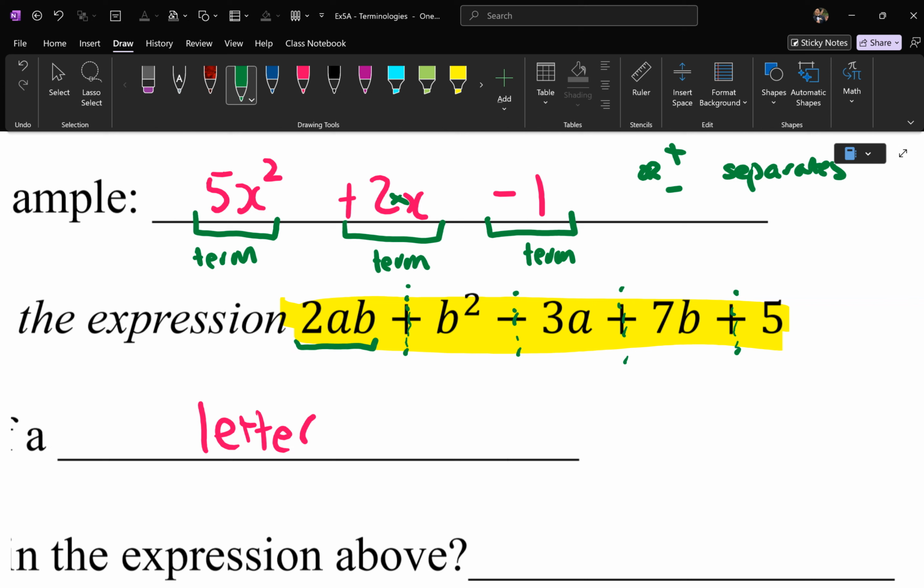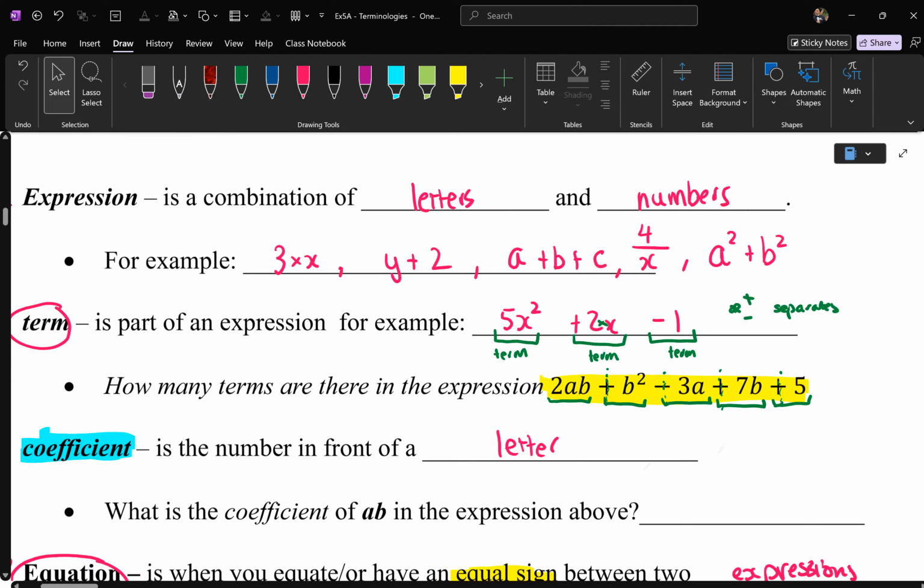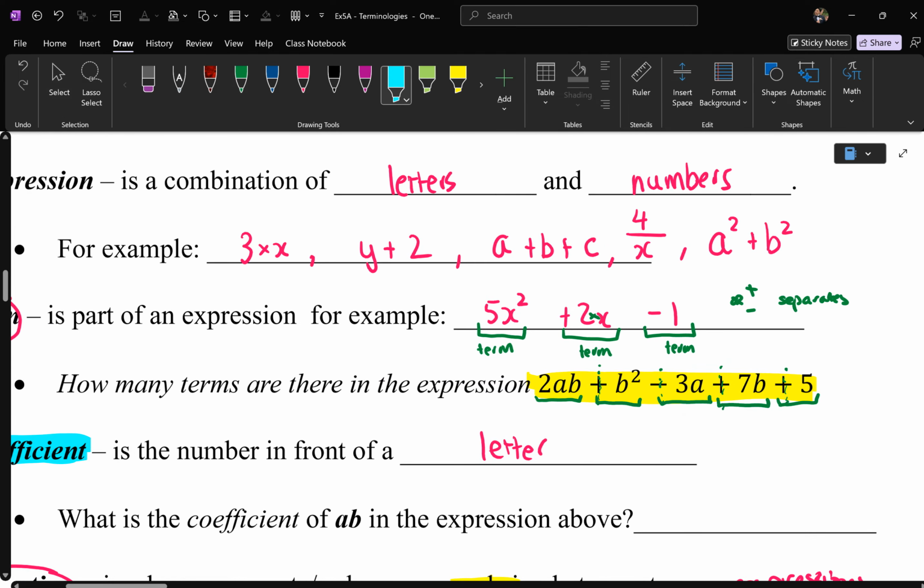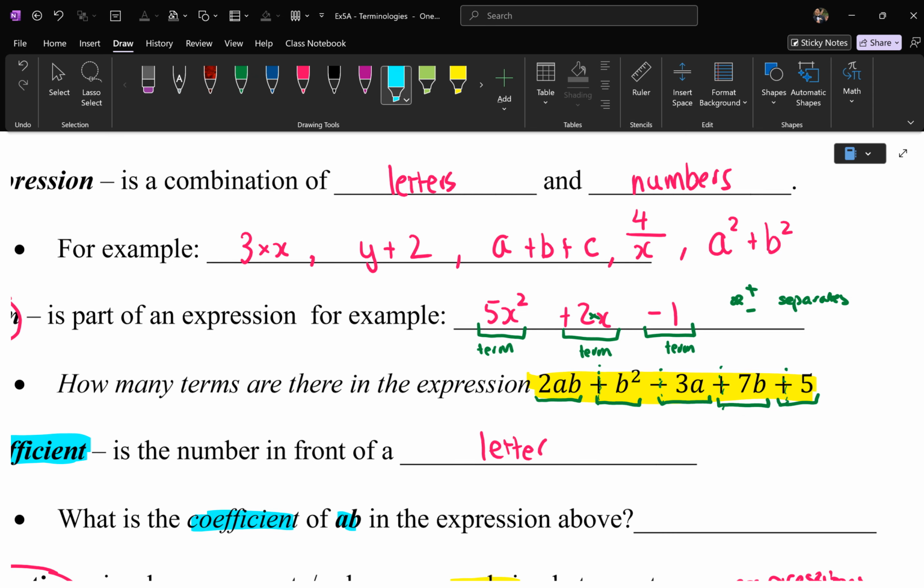There is the 2ab, that's one term. There's the positive b squared, that's a second term. There's a minus 3a, that's a third term. Plus 7b, fourth term. Plus 5, fifth term. So there are 5 terms in this expression. Now what we're trying to learn is, what is the coefficient? In other words, this is kind of like saying, what is the number in front of ab?